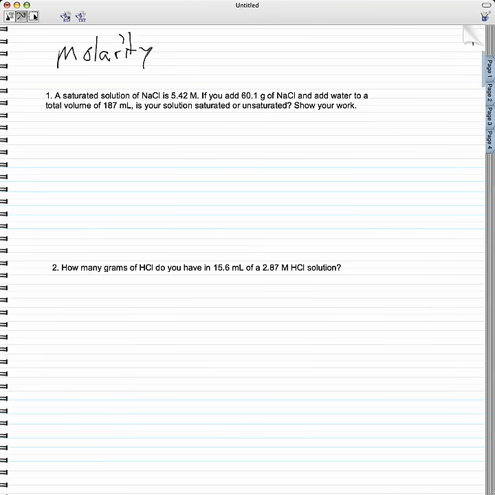Molarity is just going to tell us the ratio between how many moles of stuff we have dissolved compared to how big the solution is. So moles per liter. Molarity is going to be a capital M, moles is a little m, and liters is a measurement of volume here. So molarity is moles per volume.